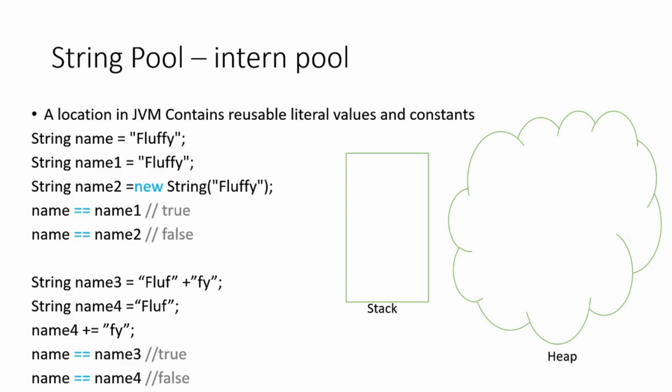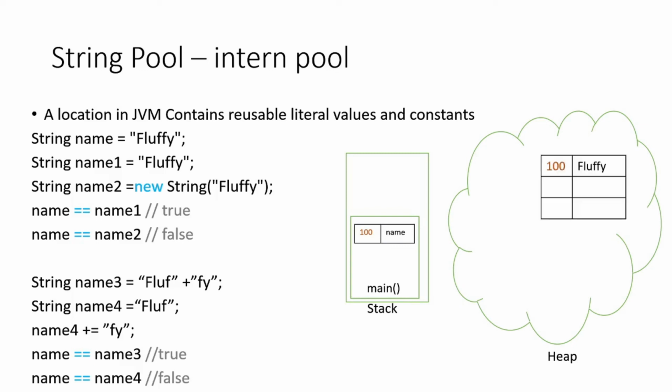Stack is a part of memory which loads the method frames in the form of a stack, one on top of another. The first method loaded in the stack is the main method. In the main method, if we initialize any local variable or make any object, the local variables will go inside the stack and objects in the heap. So we have three string objects. The object reference name will stay in the stack, and this string will be inside the heap.